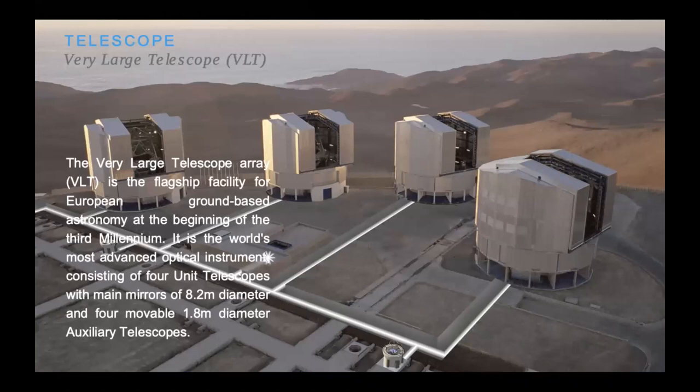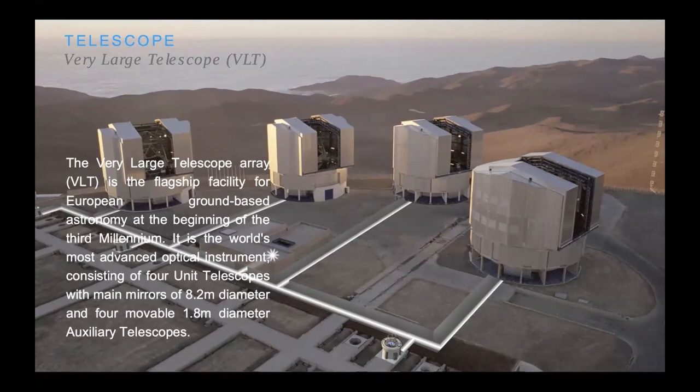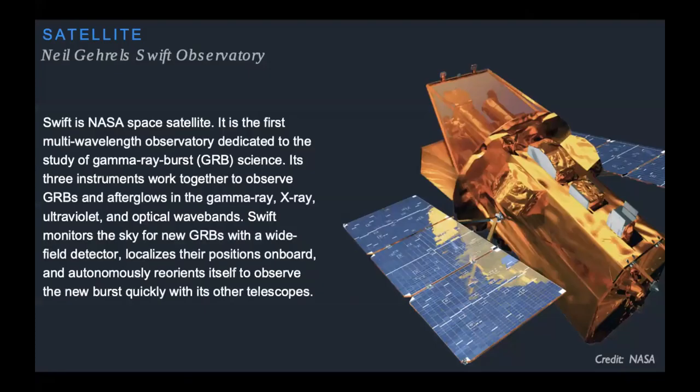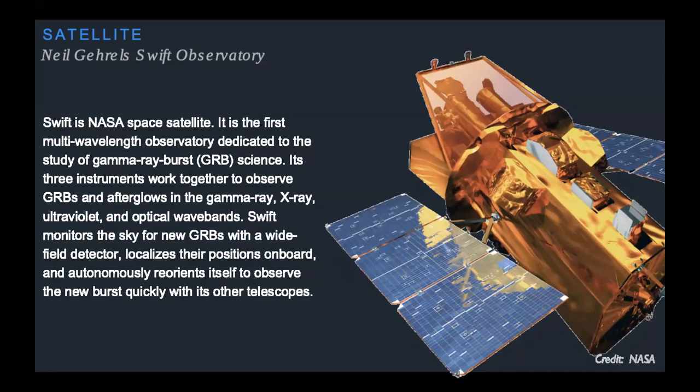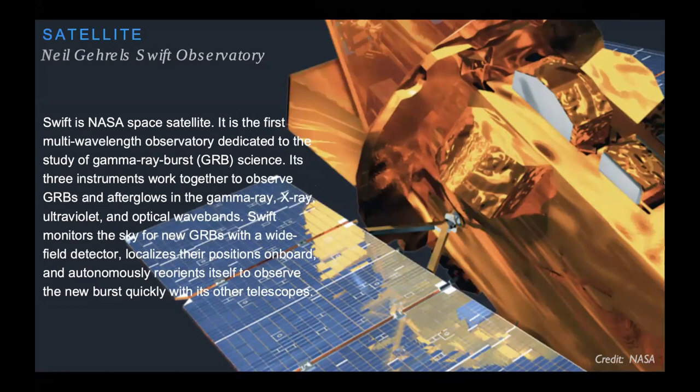The VLT in Chile has been essential in determining the redshift and all the details of this emission. But clearly, one of the greatest successes has been the Swift NASA telescope, with the calorimeter developed also with the collaboration of INFN, which has allowed us to look not only at the MeV, but also at the GeV radiation with incredible efficiency.